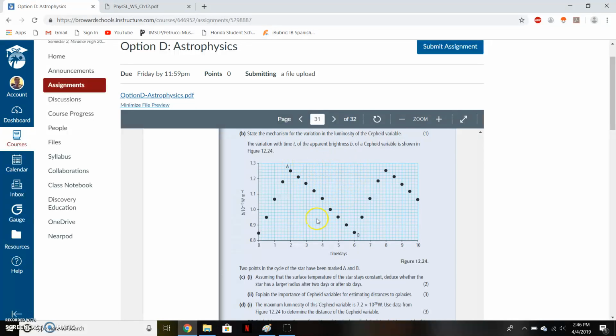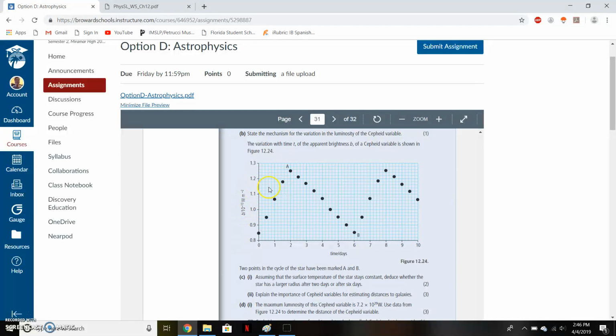And then they show this graph. They have 2 points in the cycle, A here and B here. C, part 1: assuming the surface temperature of the star stays constant, deduce whether the star has a larger radius after 2 days or after 6 days. So this is a conceptual thing.